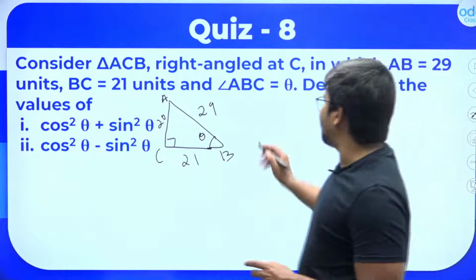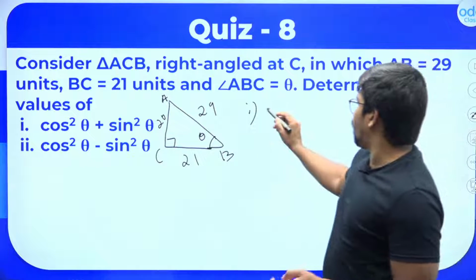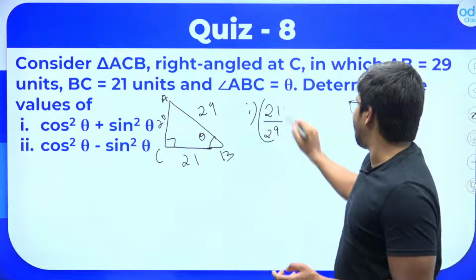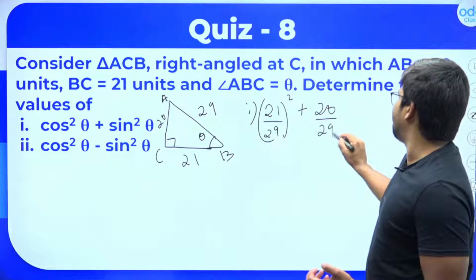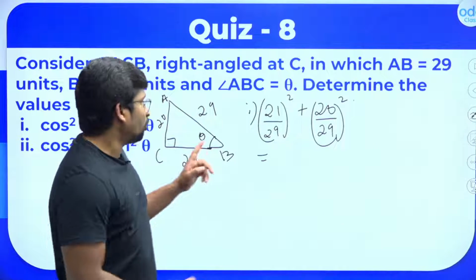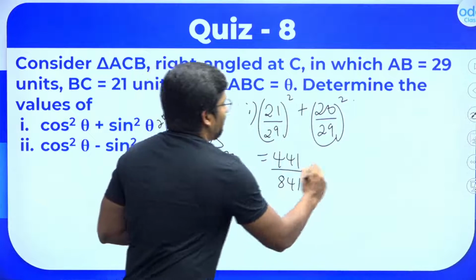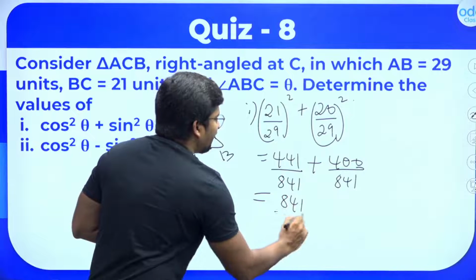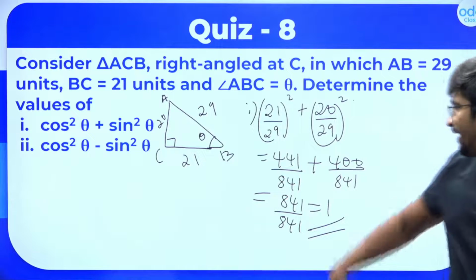Determine the value of cos square theta plus sin square theta. First one is cos square theta. What is cos theta here? Cos theta is adjacent side, which is 21, divided by hypotenuse, which is 29, the whole square, plus sin theta is opposite by hypotenuse, which is 20 by 29 the whole square. Clear to all? Which is equal to 441 divided by 841 plus 400 divided by 841. So which will be 841 divided by 841, which is equal to 1. So the value of cos square theta plus sin square theta here is 1.